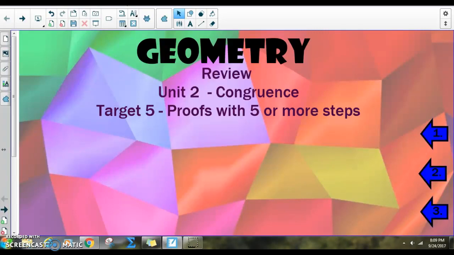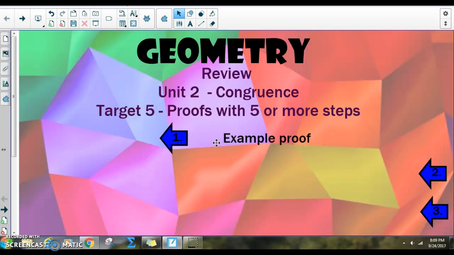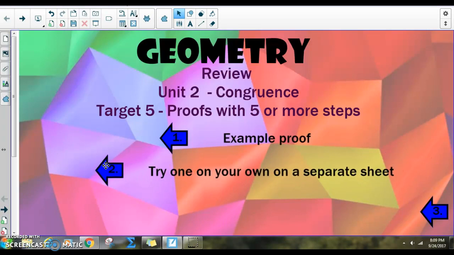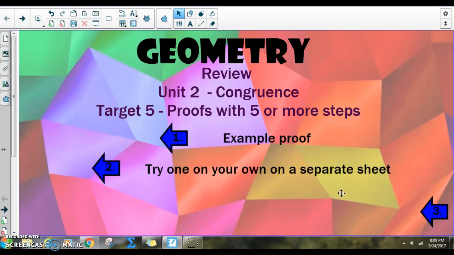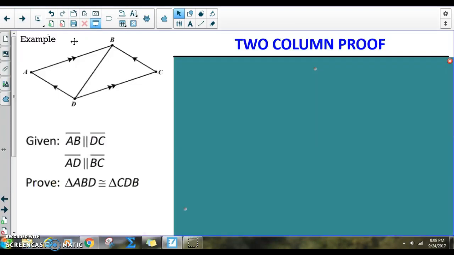Hello, ladies and gentlemen. This is going to be a review for Unit 2, Target 5, and it's going to take part in 3 steps. The first step is going to be an example proof that I will show you in 2 different ways. The second step will be for you to try a new proof on your own on a separate sheet of paper. And the third step will be for you to check that proof using a QR code. So let's go ahead and do the first proof.